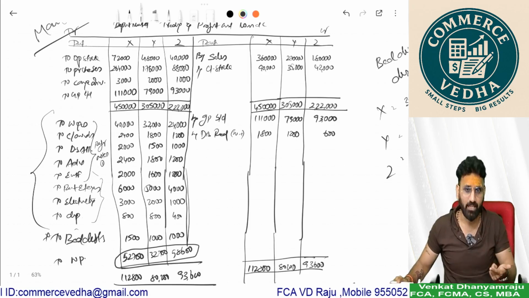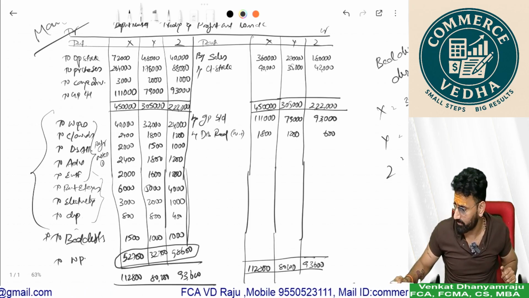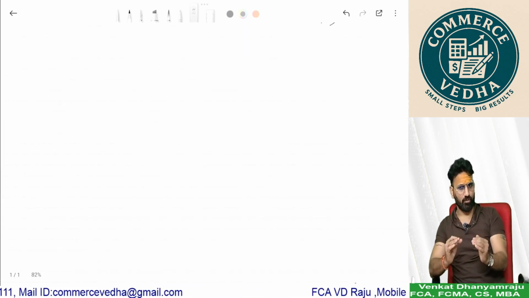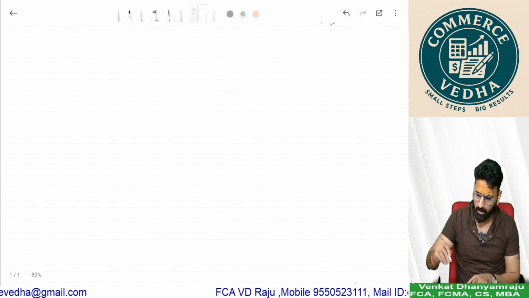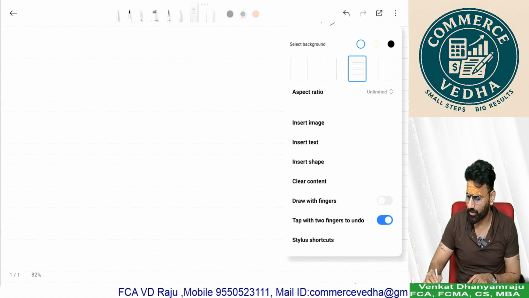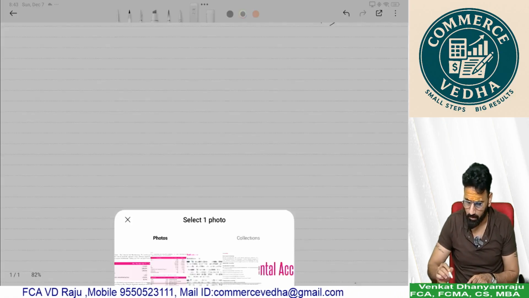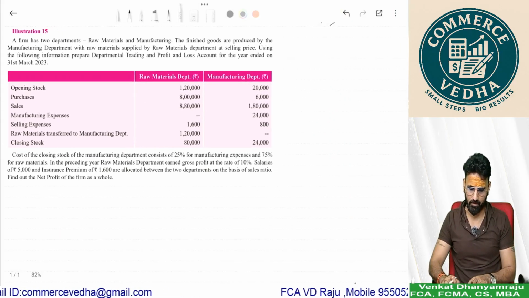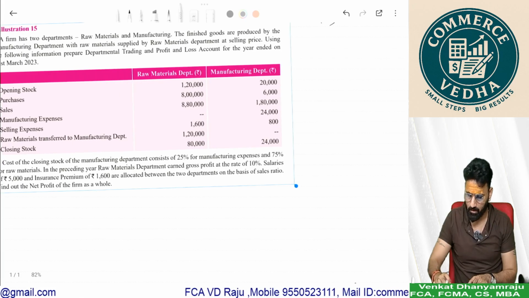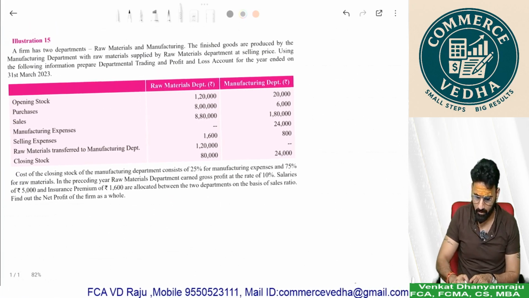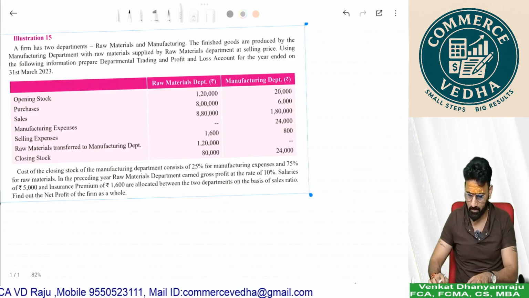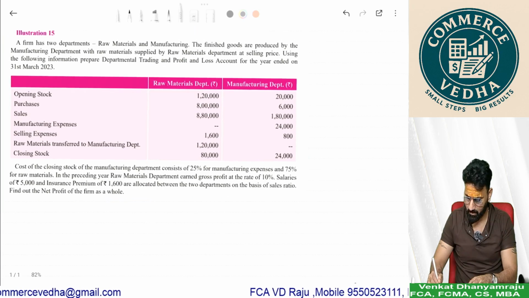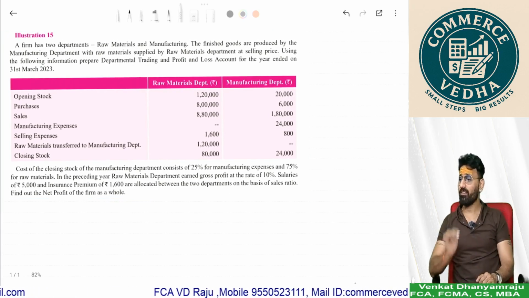We'll jump into the next question after this question in the same chapter. As we finished the first solution, now let us go to the next solution. Next question, we'll do the solution. The question here is this. Illustration number 15 given in the book. What is this question all about?